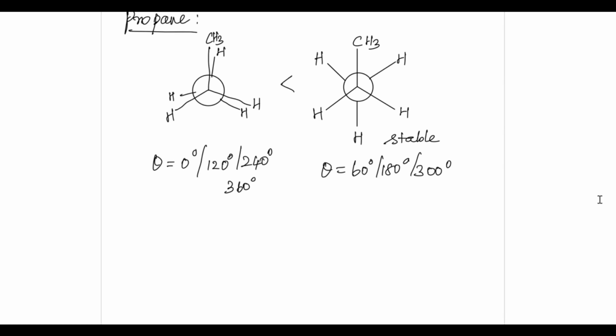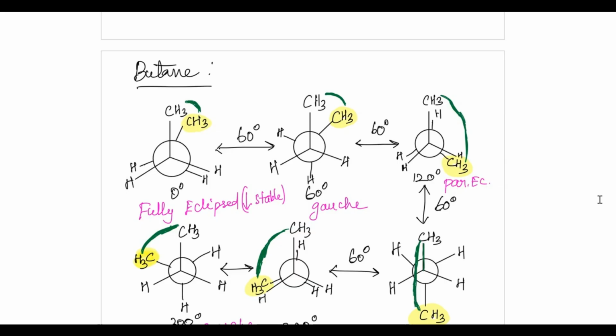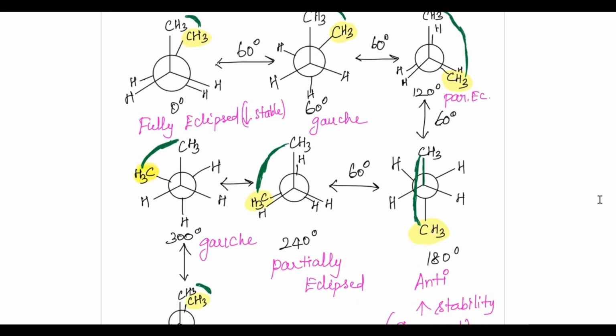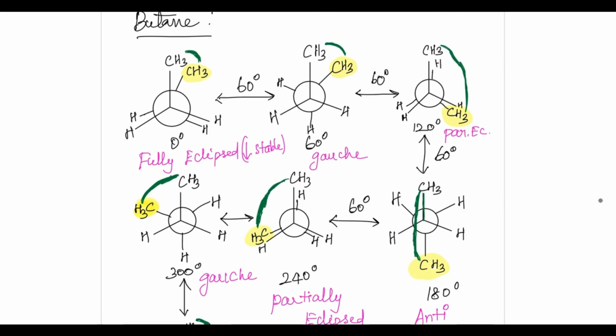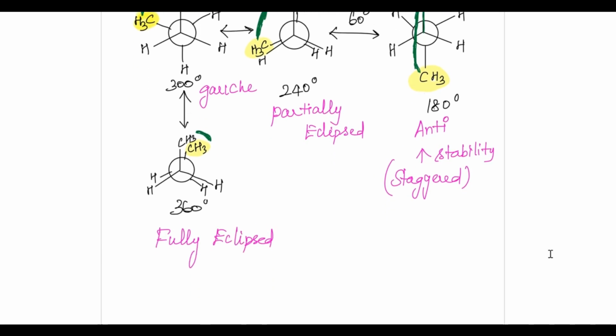like you can see, staggered ones are considered. Here we have fully eclipsed, partially eclipsed, like that. So gauche conformers will have both the CH3 groups together, and will have more steric strain. We have the conformer in anti conformation, which is more stable, which is far apart, 180 degrees. That is staggered conformation.